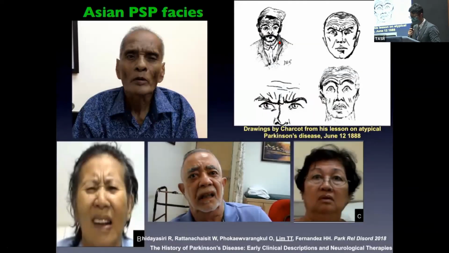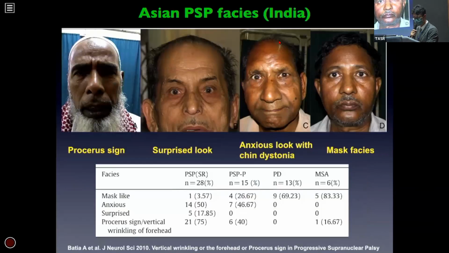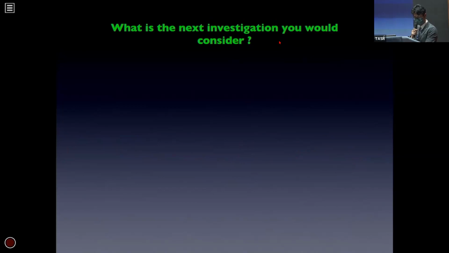So these are some of the faces of patients with PSP that you can see here. And it's not just described now. In fact, Charcot's 1888 paper showed the faces of patients with PSP or atypical Parkinsonism. Even in the Indian group, you can see the procerus sign in the first one, the surprised look, the anxious look with chin dystonia, and mask-like faces. So look for all this.